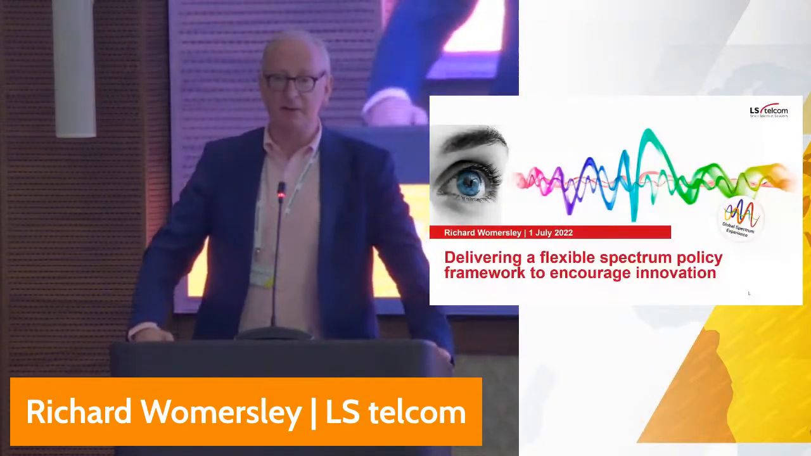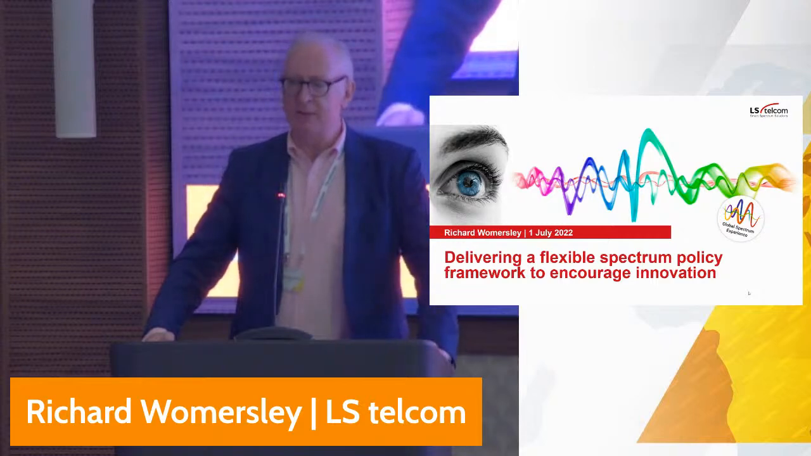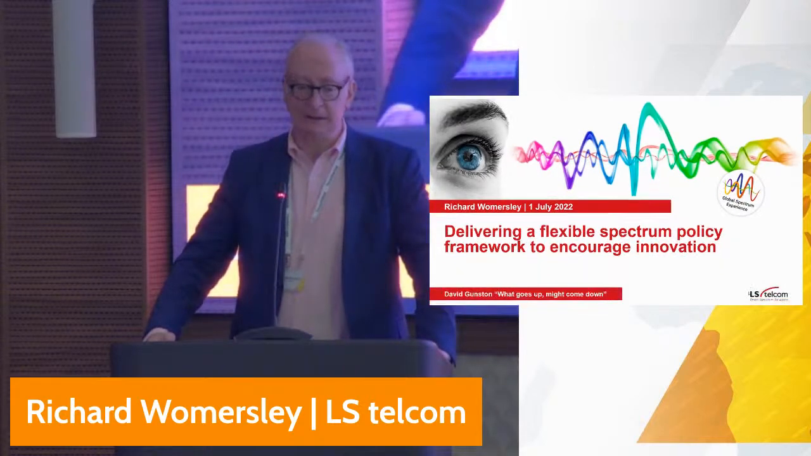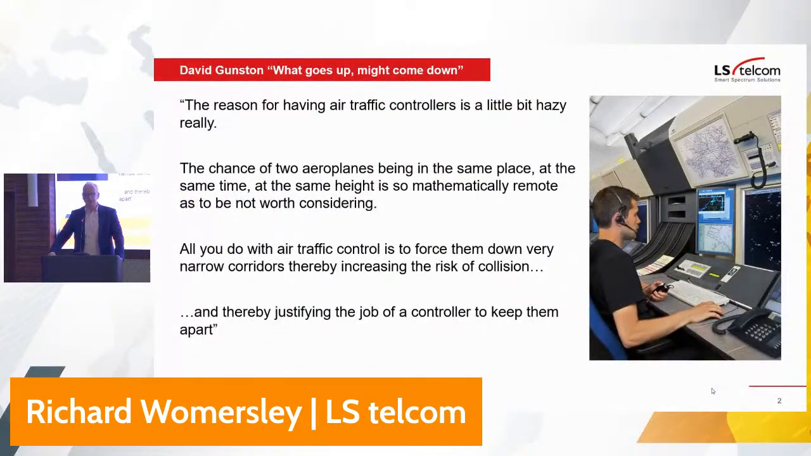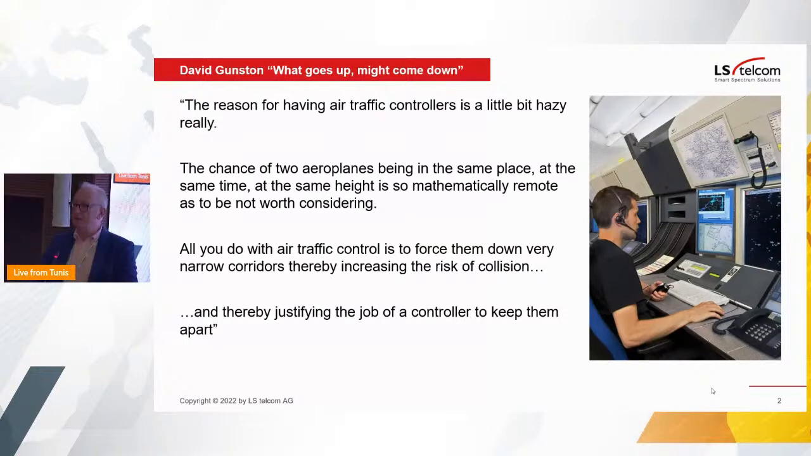So I was thinking about this overnight, and it reminded me of something in a speech by an air traffic controller. What the air traffic controller said was this: the reason for having air traffic controllers is a little bit hazy, really. The chance of 2 aeroplanes being in the same place at the same time, at the same height, is so mathematically remote as to not be worth considering. All you do with air traffic control is force them down very narrow corridors, thereby increasing the risk of collision and thereby justifying the job of air traffic controllers to keep them apart.